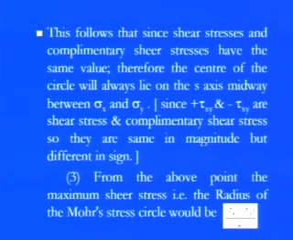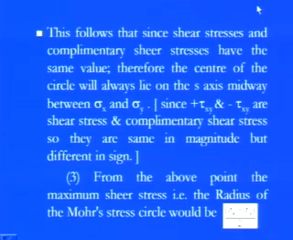Therefore the center of the circle will always lie on the x-axis. So we have one axis on which the center always lies, with no eccentricity, midway between sigma x and sigma y. That means plus tau xy and minus tau xy are the complementary shear stresses, and they have the same magnitude, only a difference in sign.